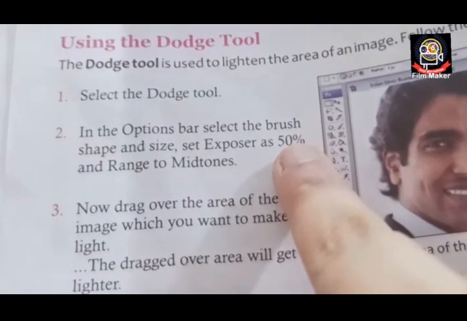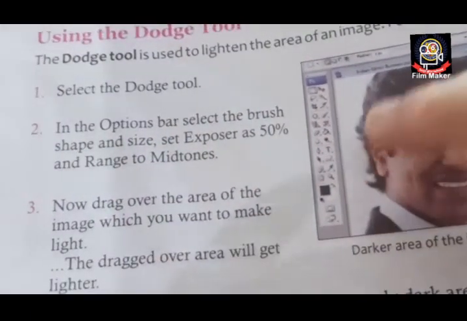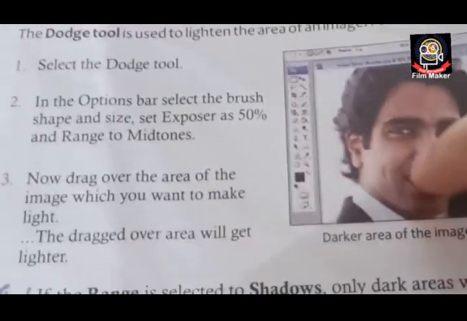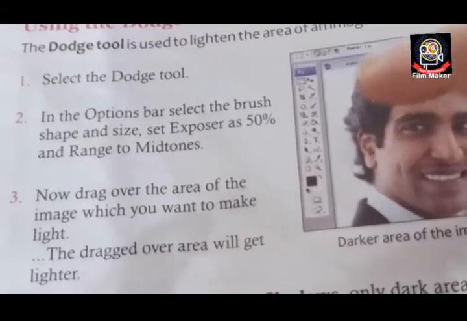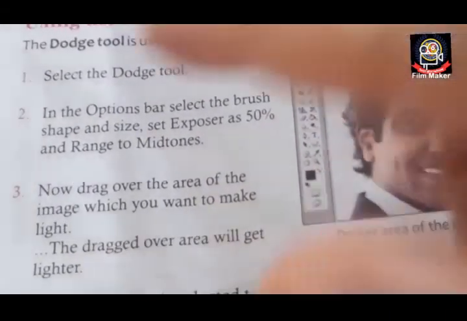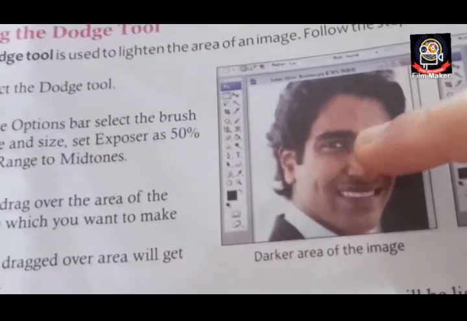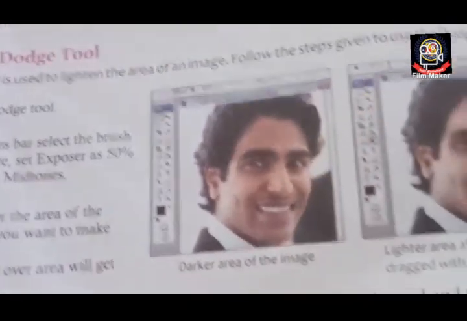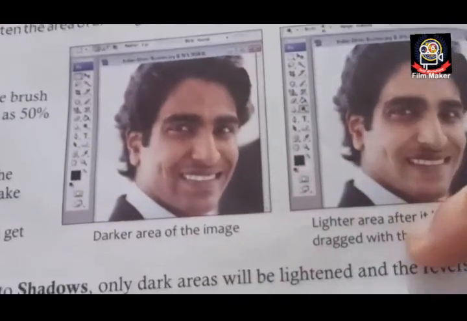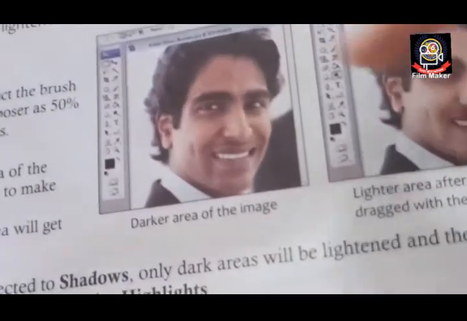We have selected 50%. Now drag over the area of the image which you want to make light. As soon as you click and drag the dodge tool over the face or the area of the image, that part of the image will get lightened. The dragged-over area will get lighter. As you can see, this is the original photo, and after applying the dodge tool there is a difference: it lightens the area of the image.